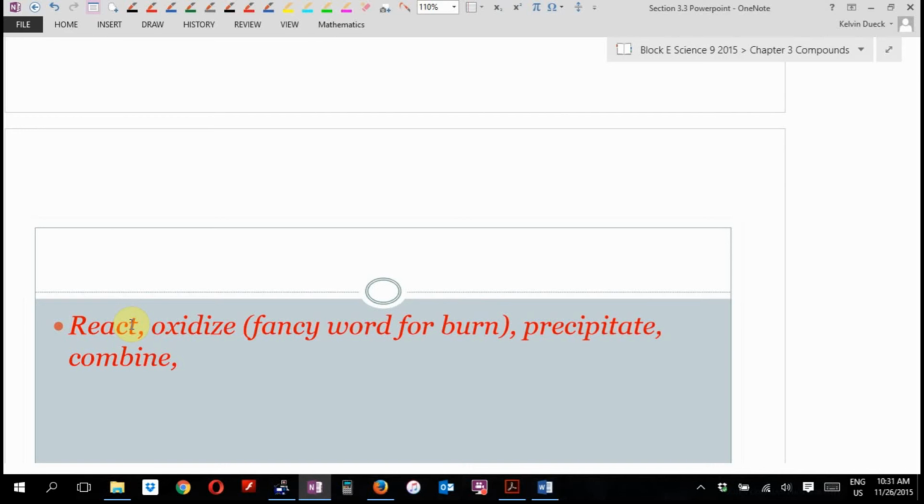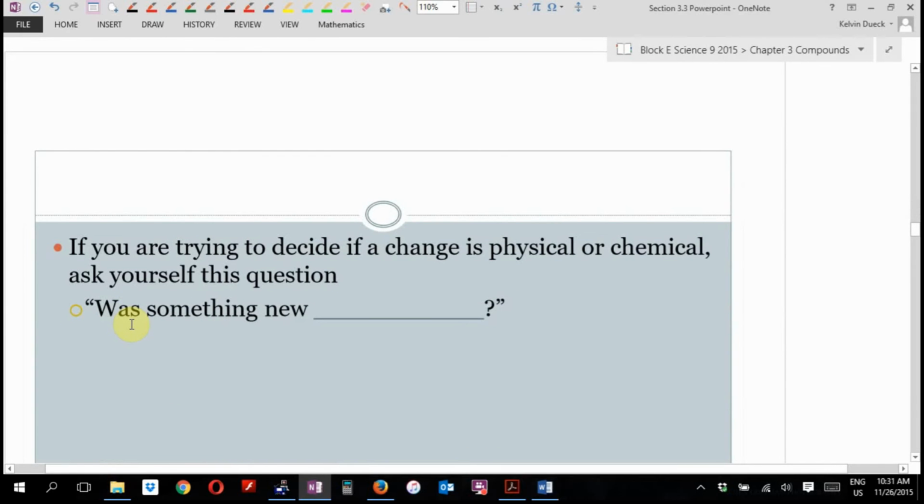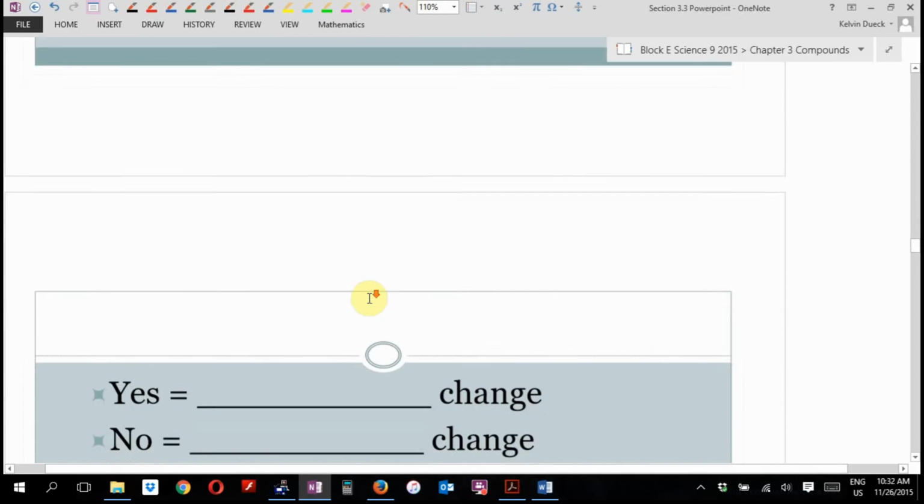Mason, I said to you I was going to give you guys a question, a test. So here it is. If you are trying to decide if a change is physical or chemical, here's the question that you ask yourself. Was something new produced? If there's a new substance, something new, that's a chemical change. If not, it's a physical change. That'll cover about 99% of the situations.